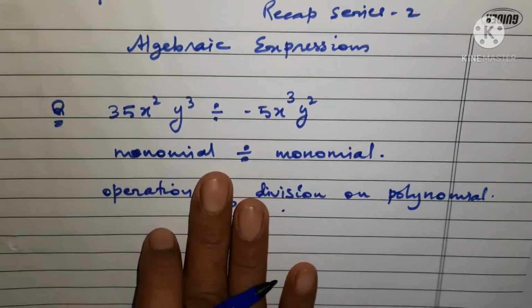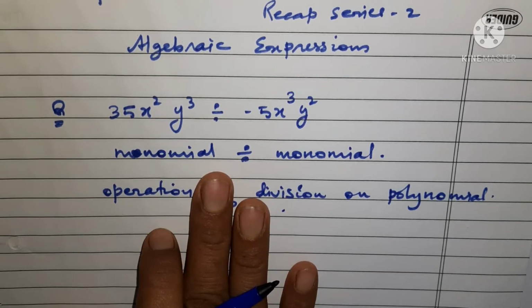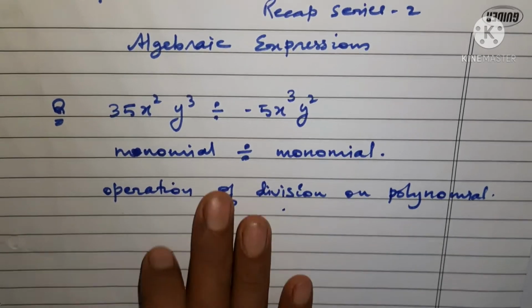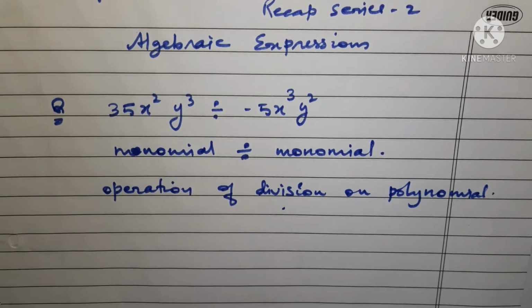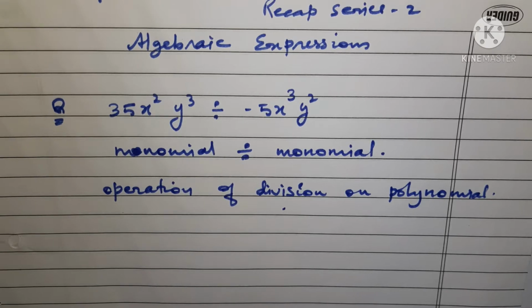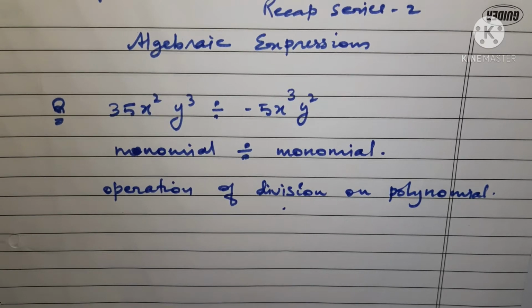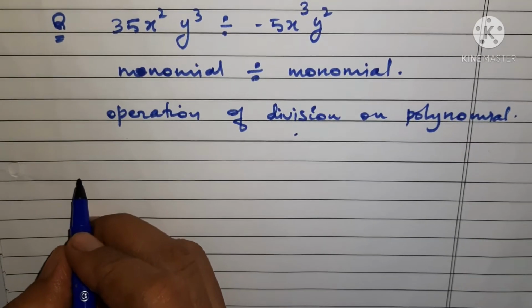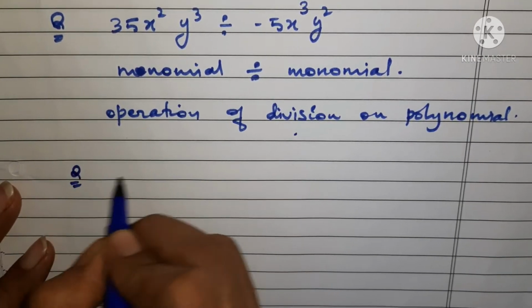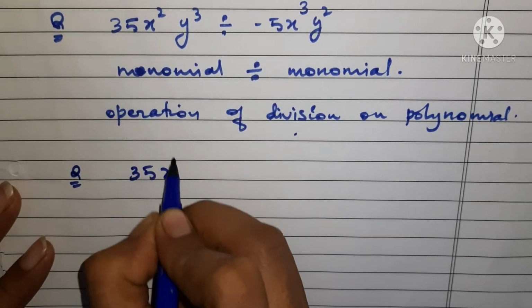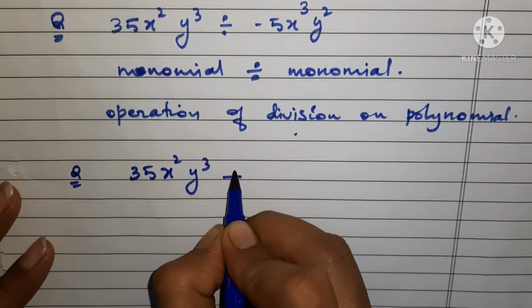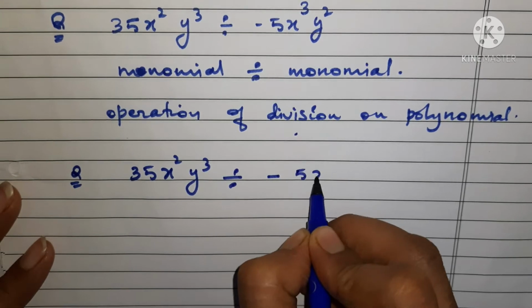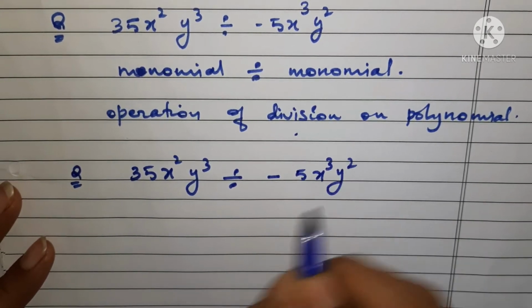We have already gone through the other operations of algebraic expressions like addition, subtraction, as well as multiplication. Now in this session we'll try to understand division. So let's get started. We are given the question. Let me write the question again. It is like this: 35x square y cube divided by minus 5x cube y square.